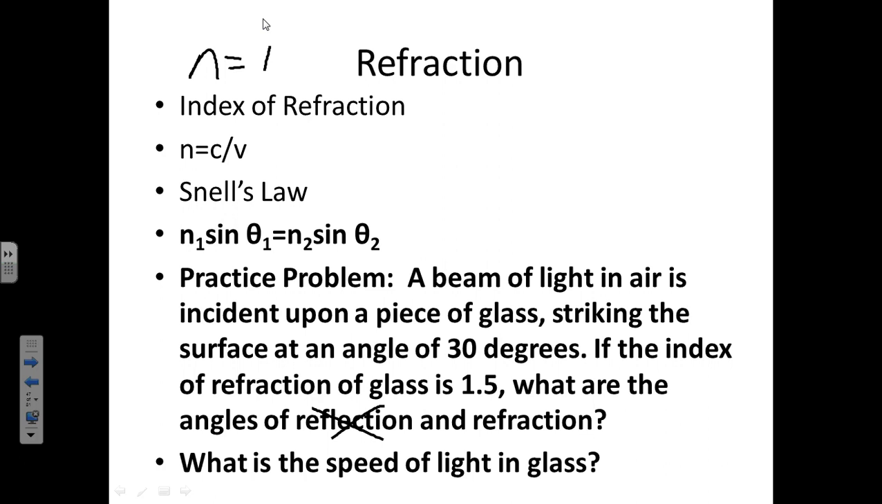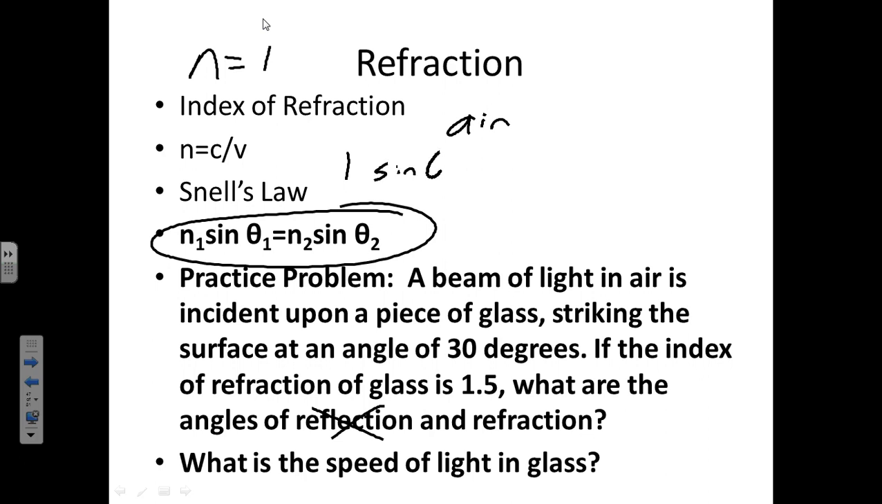To find that angle of refraction, we're going to have to use Snell's law, which is right here. So let's start with the air side of this equation. Like we said before, the index of refraction of air is 1, near 1. The angle of incidence in this problem is 30 degrees, so sine of 30. That's going to be equal to the index of refraction of the glass that we're entering into, which is 1.5, times the sine of the angle of refraction.